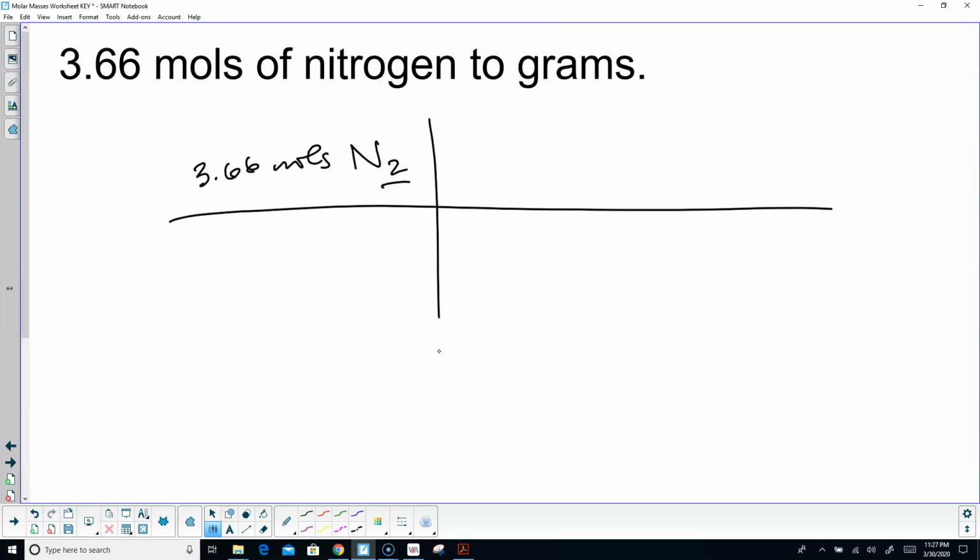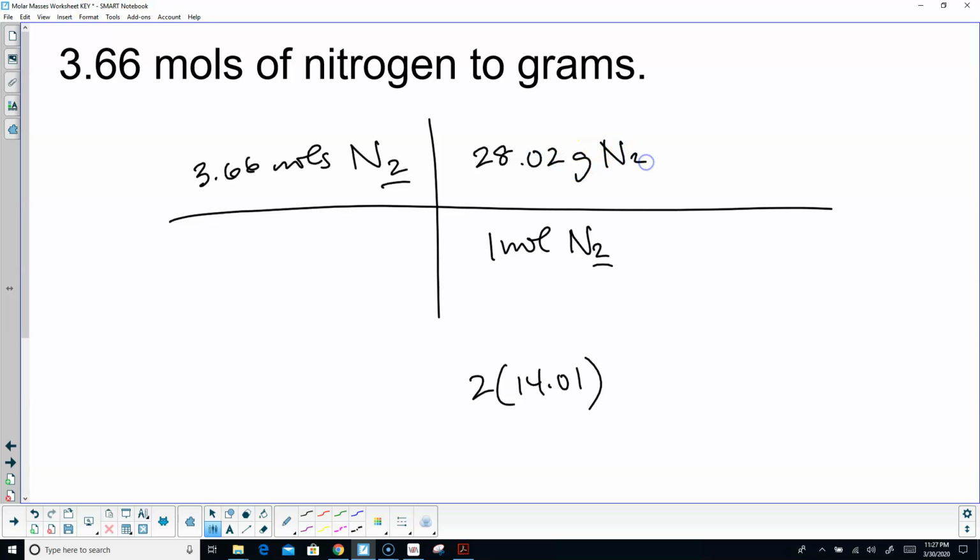So I need molar mass of this. So moles need to go on the bottom. The key is, guys, it's N2, all right? It's not 14.01 because there's 2 of them. It's 28.02, right? So pay attention to that when you have diatomics. If you're ever doing molar mass of a diatomic, it's twice of what the periodic table says because there are 2 in the molecule, all right? So moles cancel. I'm going to take 3.66 times 28.02. With 3 sig figs, you should get 103 grams of nitrogen.